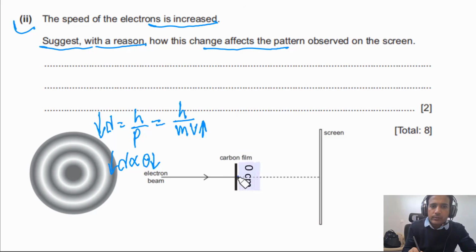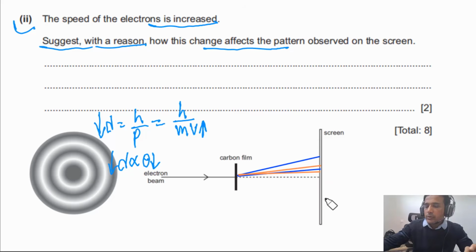We can also understand this from the pattern. Let's say this is our center bright fringe, the first fringe, and this one is the second, formed like this. But now when we increase the speed, how will these bright fringes, these rings, form? The first one may be formed here, and the second one will be formed here. So they will be closer to each other, so the angle will decrease. This is the point you need to understand.